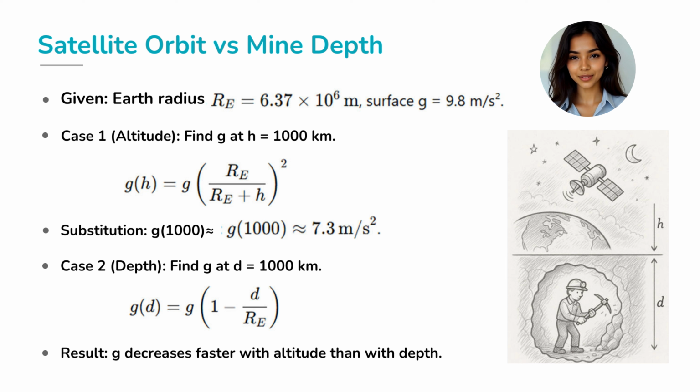Case 2, depth. At d equals 1000 kilometers, g(d) equals g multiplied by (1 minus d over R). Substituting values gives about 8.25 meters per second squared. So what's the insight? Going up by 1000 kilometers reduces g more dramatically than going down the same distance. That's why satellites quickly feel weaker gravity, while miners underground still feel most of Earth's pull.